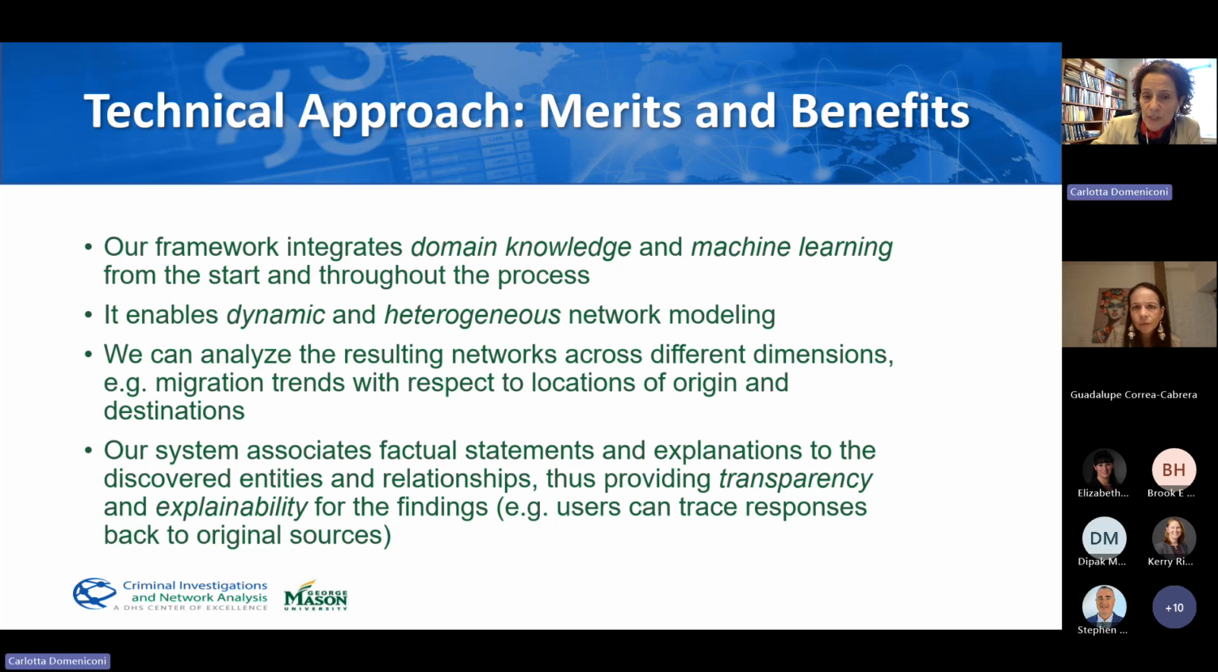One important feature of our system is transparency and explainability. Our system associates factual statements and explanations to the discovered entities and relationships. This means that the findings can be explained, and we can also refer to the original source to verify the accuracy of the findings.